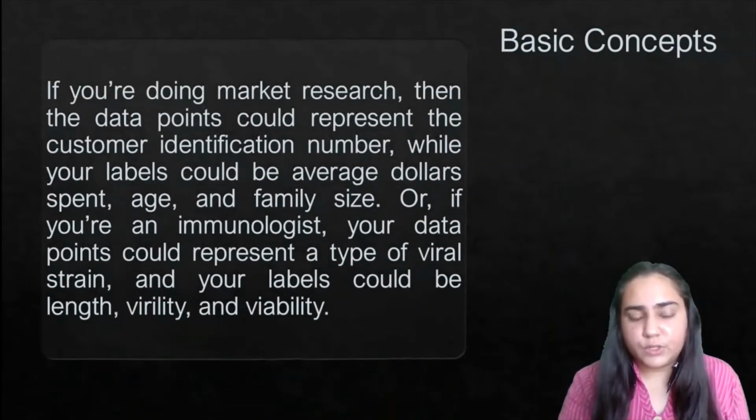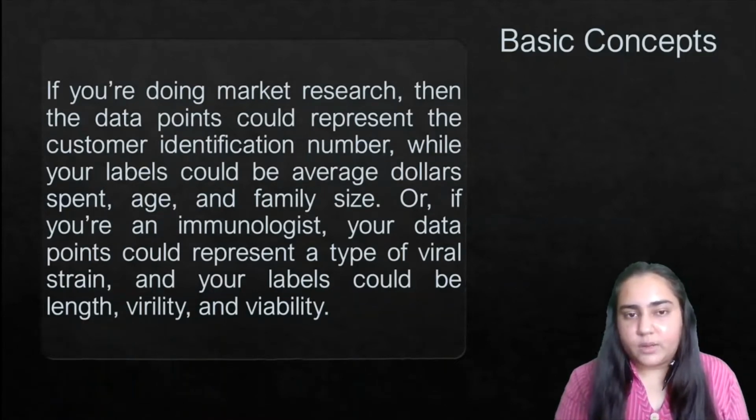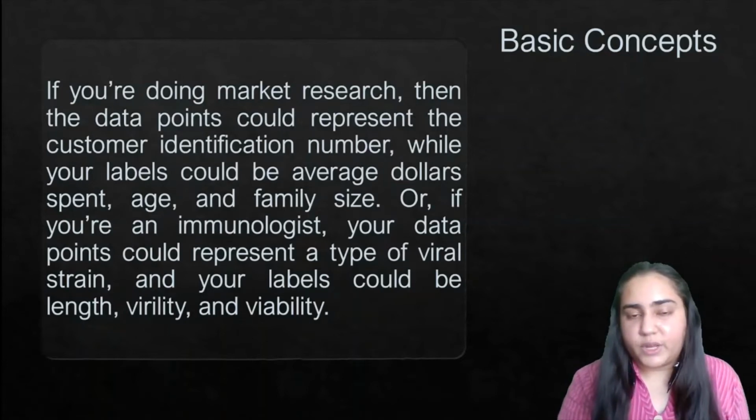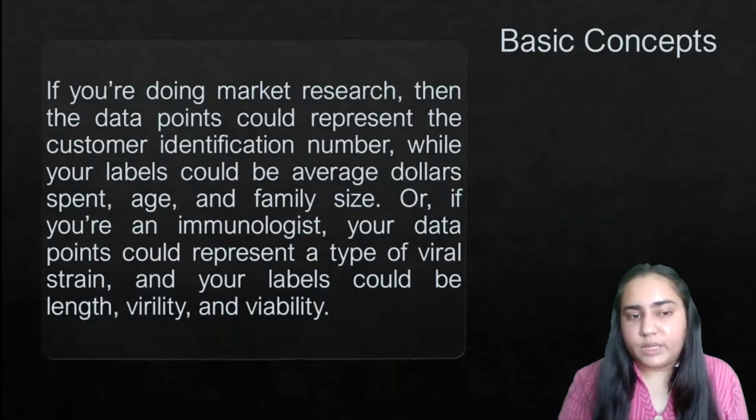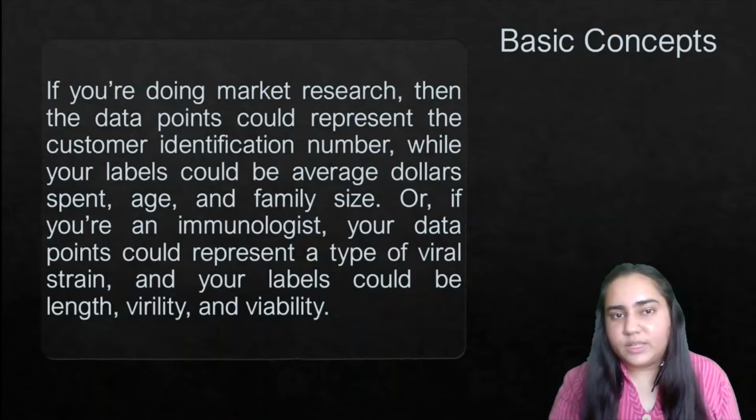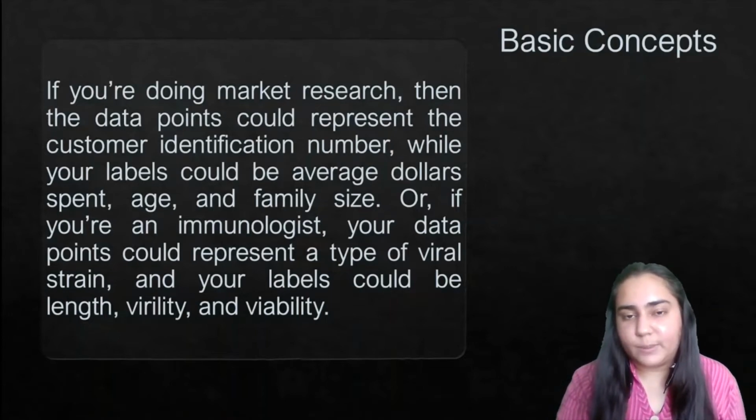If you're doing market research, the data points could represent the customer identification number, while your labels could be average dollars spent, age, and family size. Once again, all these things can be compared. Of course, the customer identification number cannot be compared, but labels like average dollars spent by the person, the age of the person, and family size can be compared. And if you are an immunologist, your data points could represent a type of virus strain, and your labels could be length, virility, and viability. Once again, these are just examples of what labels should look like.